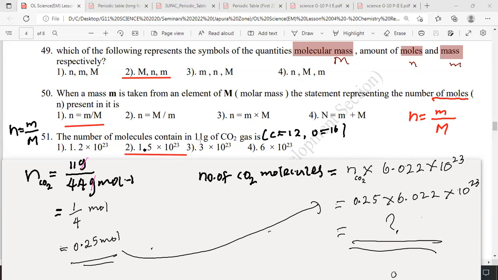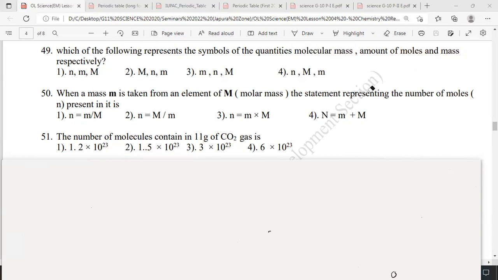1.5 into 10 to the power 23. Because when you simplify, you get the final answer 1.5 into Avogadro constant approximately. Right? Very good. Then question number 52. I'll erase the screen.